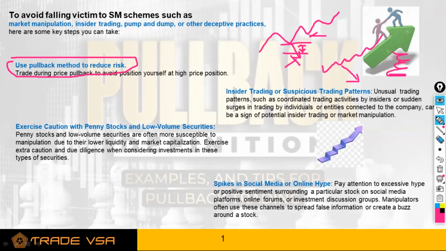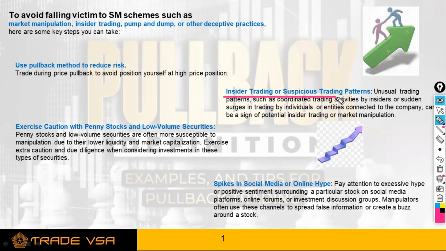Okay, so another topic is insider trading or suspicious trading patterns. We will show you some patterns, how their pullback happens, and some of the patterns will make you say there is something funny, something fishy there. Then you might either trade carefully or not trade at all.